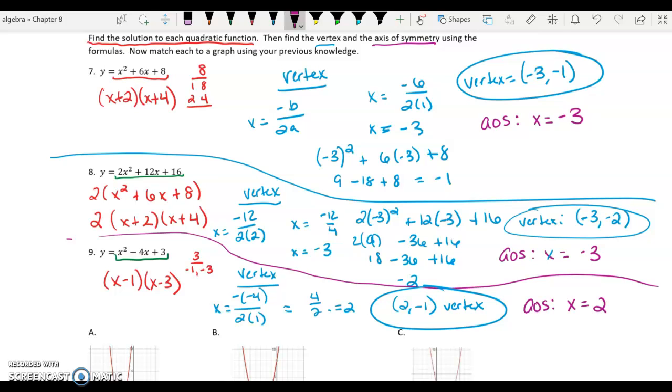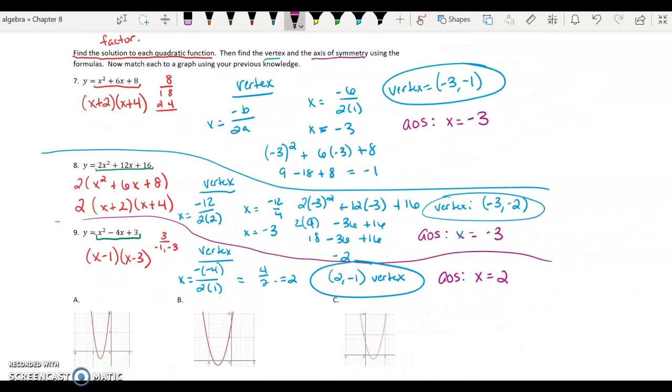So now we're going to match them with the correct graph. Go down here at the bottom: the vertex of negative 3, negative 1 should be B. The vertex of negative 3, negative 2 should be A. And the vertex of 2, negative 1 should be C. So we just matched them with the graphs.